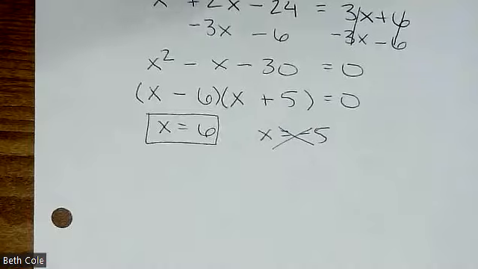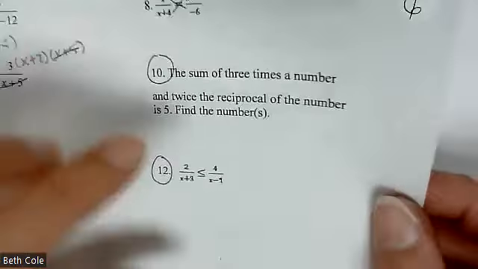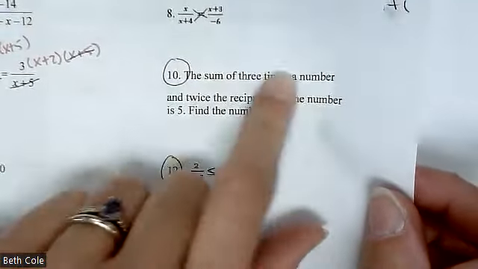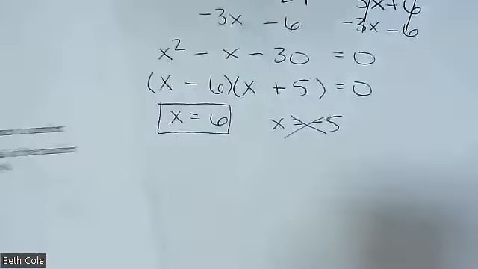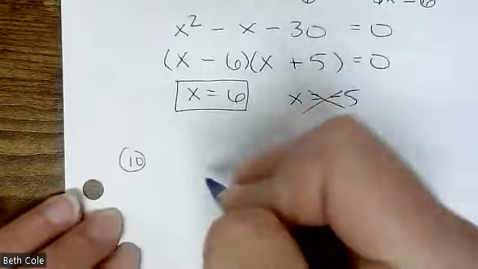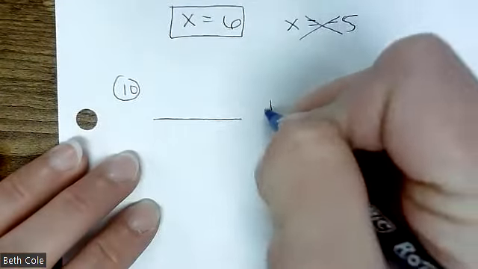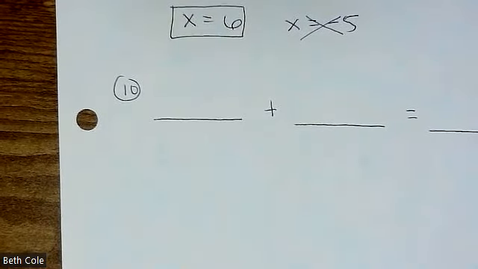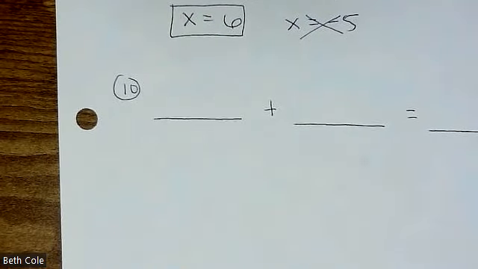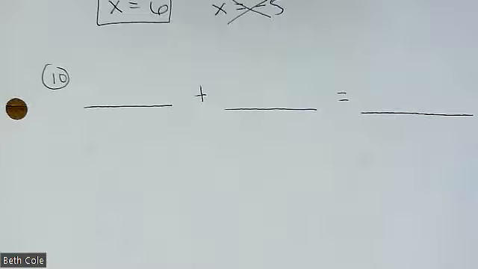All right, now we're going to do 10. You have to write this out yourself. Hey guys, what does sum mean? Plus. So look, I would set it up blank. You're going to have something plus something equals something. Get it together. Something plus something equals something. I'm just going to read it off the paper for you. It says sum of.